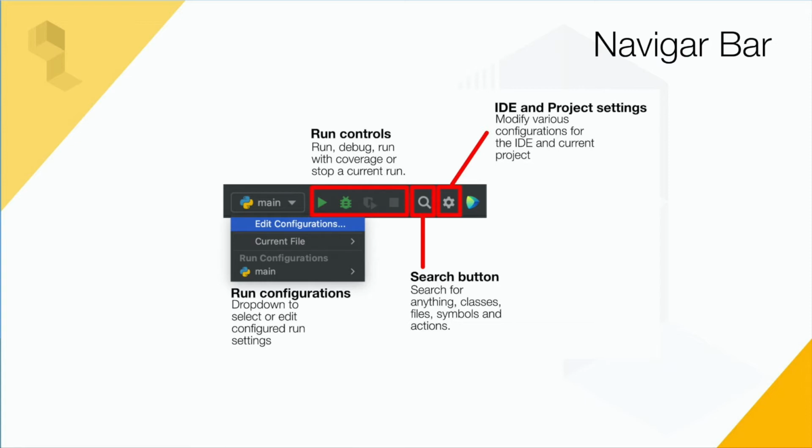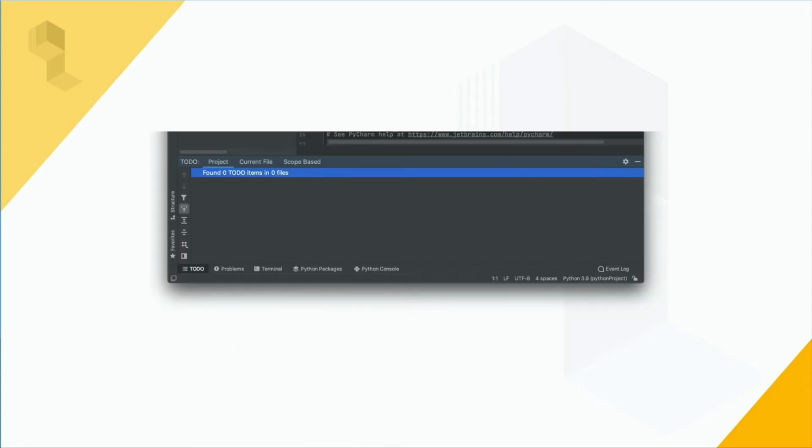The search button opens the search dialog box, which allows you to search various entities: either all entities, classes, files, symbols, actions, and so forth. The IDE and project settings button at the end allows you to modify various configurations for the IDE and for the project. Right at the bottom, we have the toolbar, which lists various useful tools. TODO lists any annotations you may make in your source code.